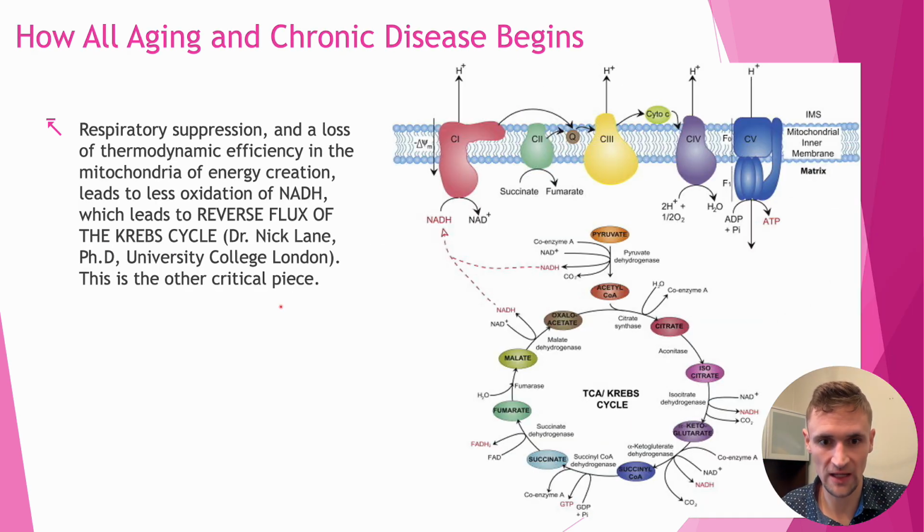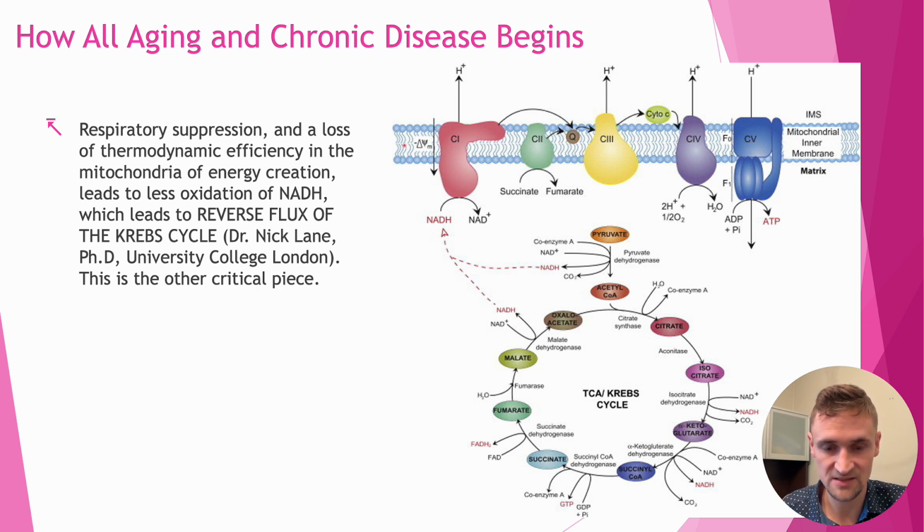So we've established that all aging and chronic disease begins with suppression or dysfunction of mitochondrial respiration. And so what happens is, as you get dysfunction and damage to this electron transport chain and oxidative phosphorylation machinery in the inner mitochondrial membrane, you get less oxidation of NADH. For example, we talked about how this inner membrane, and specifically complex 1, takes NADH and passes its electrons down the electron transport chain, and then it pumps the protons through, creating a proton gradient, which the ATP synthase enzyme uses to drive its turbine and actually make ATP.